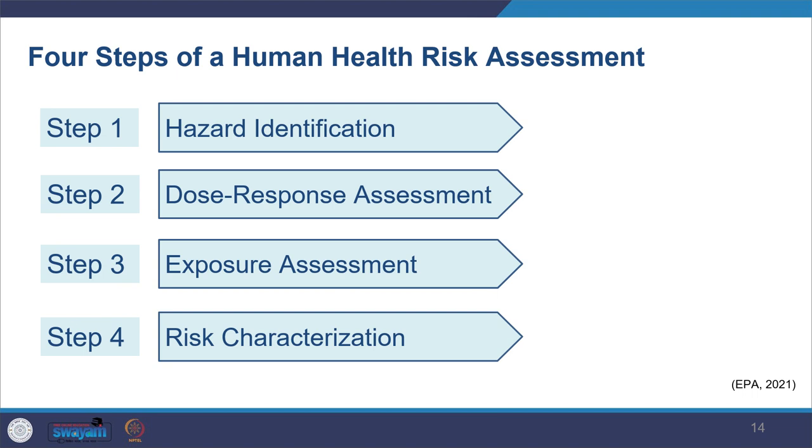So here you have step one, where you have hazard identification. You try to find out what hazard is there. Then you also look at step two, dose response assessment. So you see for what dosage, what kind of response happens from the human receivers. And then you undertake exposure assessment, to what exposure, what kind of impact will happen, and then you categorize all the risk. So that is what you do here. These are the key four steps you see.